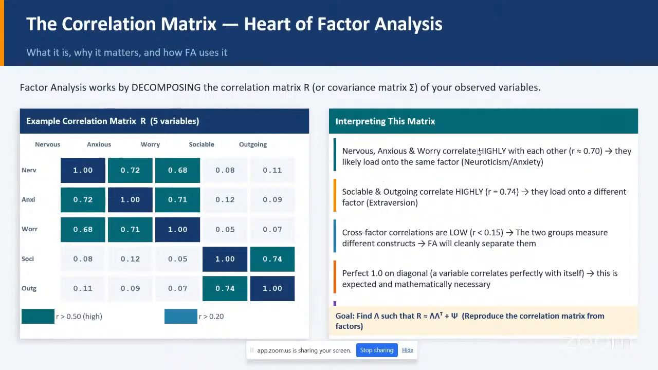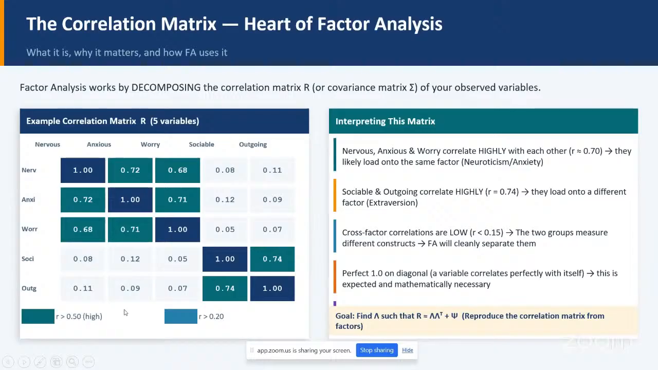So sociable and outgoing correlate highly, because r is equal to 0.74, as you can see here, this value. So they load onto a different factor, that is extroversion. But for the low correlations, like this 0.08, where the r values are less than 0.15, the cross-factor correlations are low. So the two groups measure different constructs, and FA will clearly separate them, right? This point I have already explained.